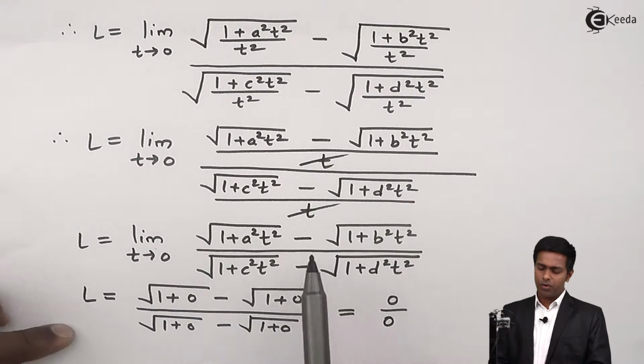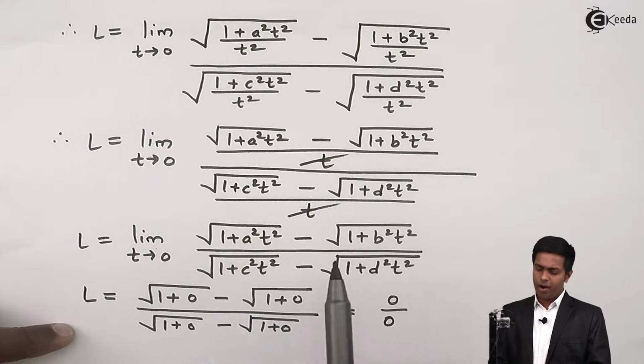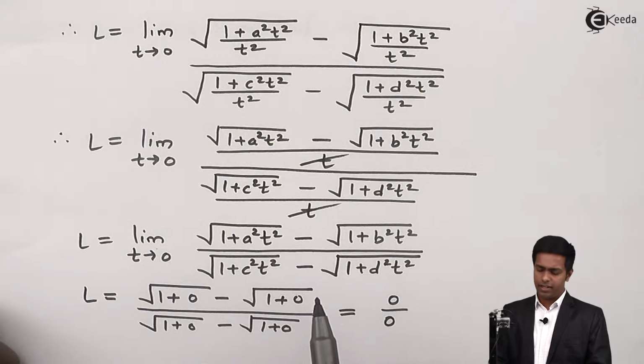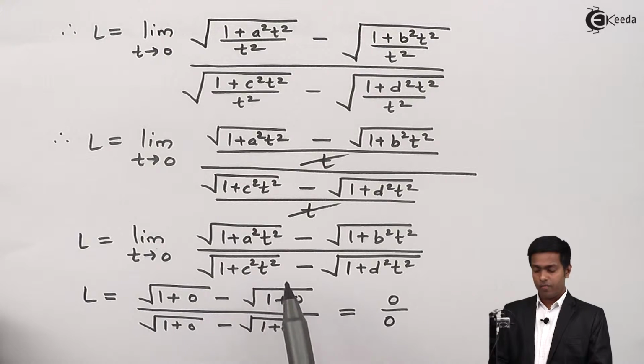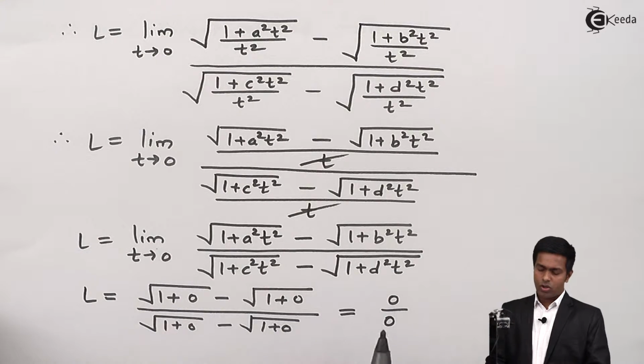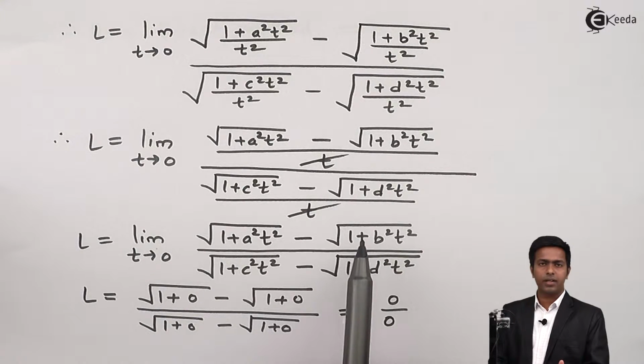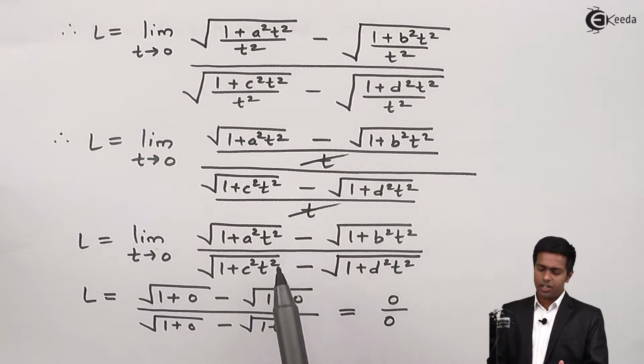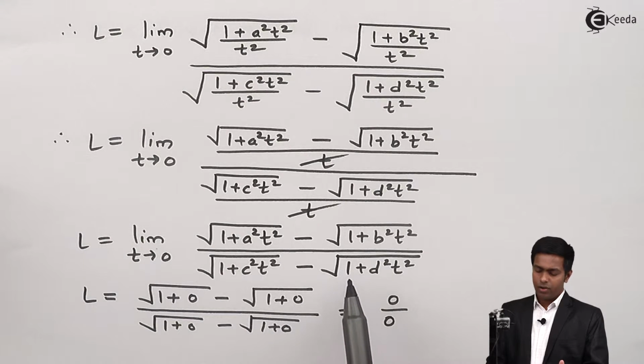So if you observe the numerator, here we have 2 square roots with a minus sign in between. Similarly in the denominator, we have 2 square roots with a minus sign in between. So here I can apply the method of rationalization to remove these square roots. Since there are square roots in the numerator, I have to apply rationalization for the numerator as well as rationalization in the denominator to remove the square root from the denominator.